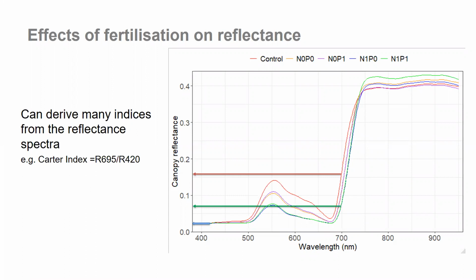In contrast, the reflectance for both treatments at a wavelength of 420 nanometers is virtually identical. Inclusion of an invariant wavelength can be used to control for other factors that affect reflectance.